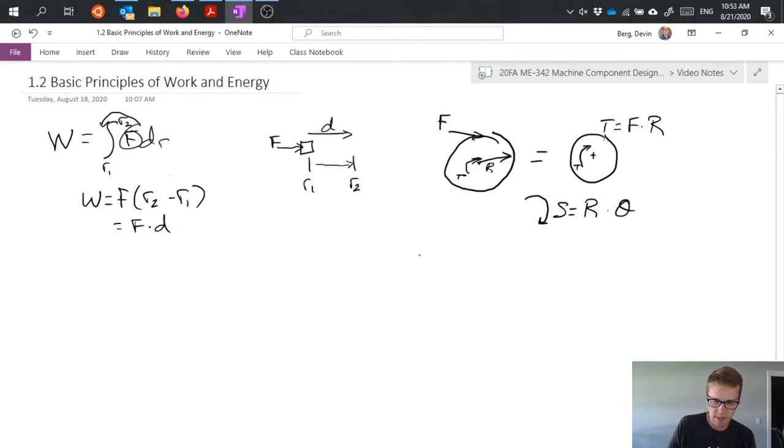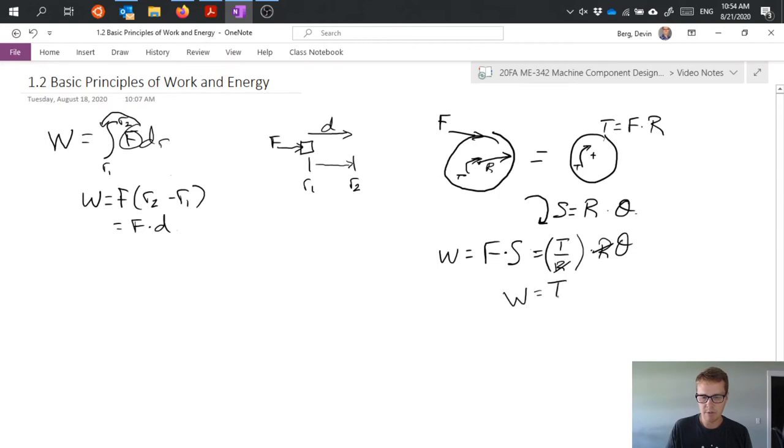Therefore, I can formulate work for this. Work is a force moving over a distance. What's that distance? That distance is S, as I move around the circle, that's how much the position where I apply the force is changing. If I solve T equals FR for force, I can write this as T over R, and S I write as R theta. The R's cancel, so I'm left with work equals T theta.